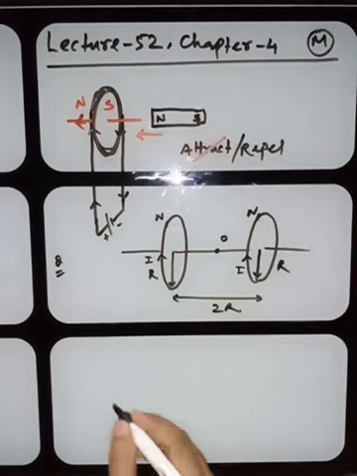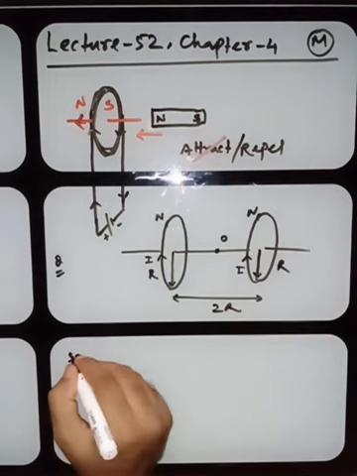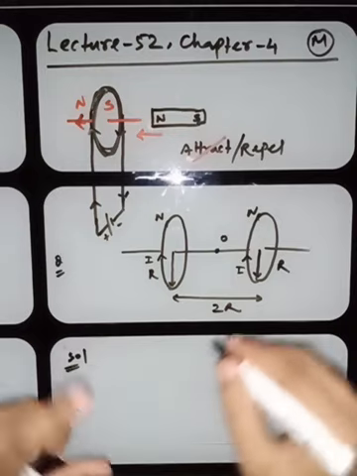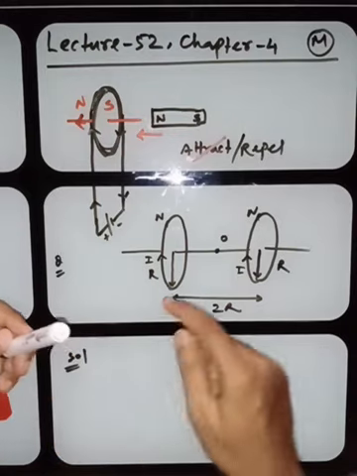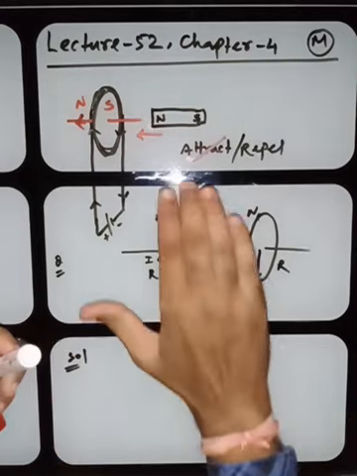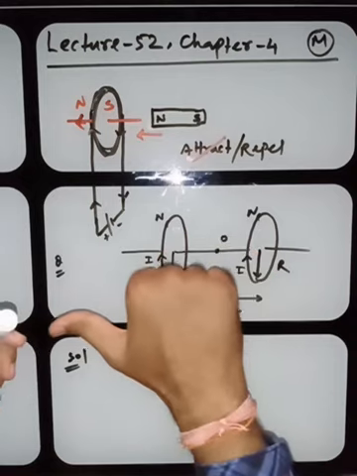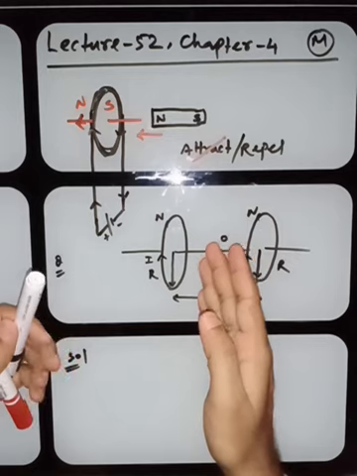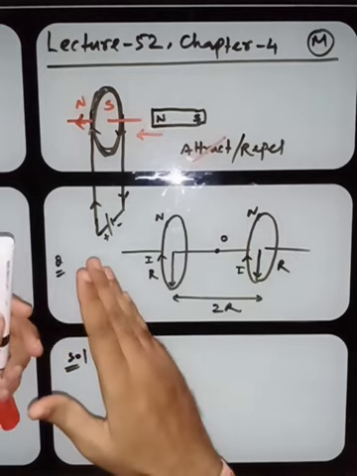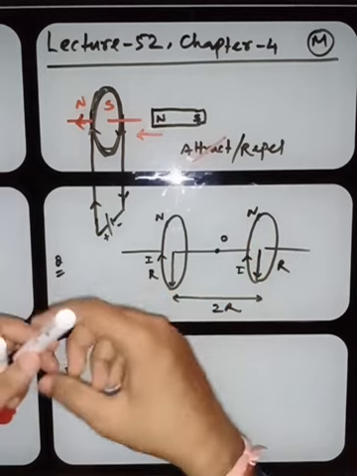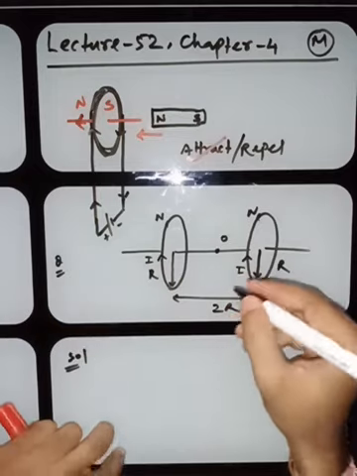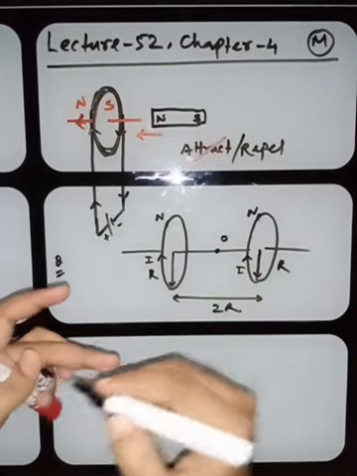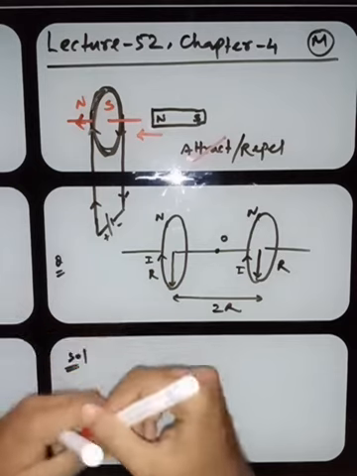So let me solve this question. My dear student, if the current flowing through this coil is in this direction, then the magnetic field will be in this way. At any point to the right side of the coil or left side of the coil, the direction of the magnetic field will be along the negative x axis. So at this point we have to find the magnetic field.